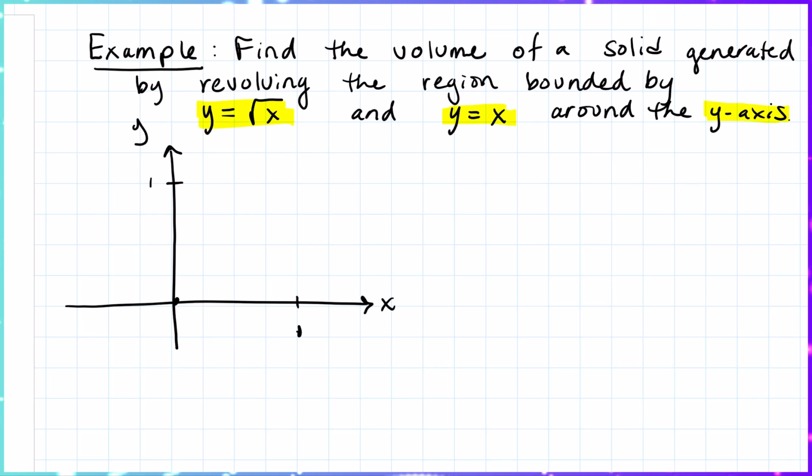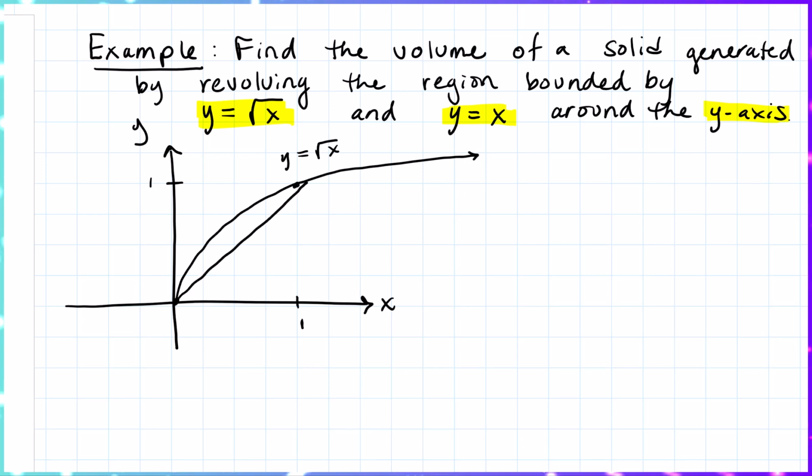Okay, so our first step is to draw the region. The square root of x is going to look something like that. I zoomed way in because this is actually going to be a little tiny solid. So here is y equals the square root of x, and then the line y equals x is just the line through the origin and through 1, 1. That line actually goes on, but the square root does not.